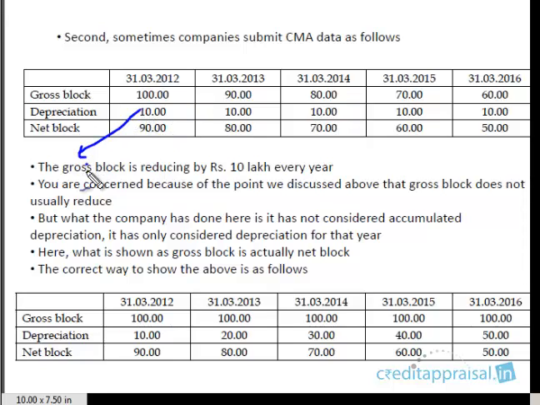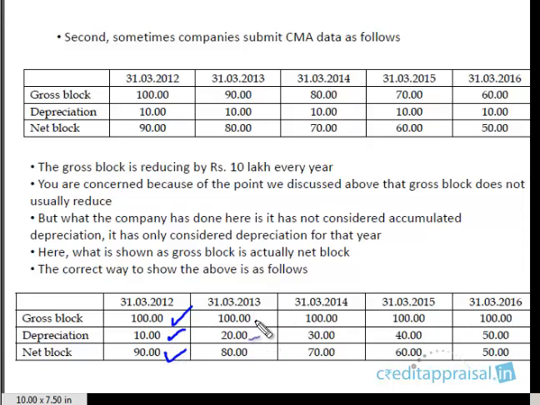This is the P&L value, the depreciation appearing in the P&L. And then there is the net block. The net block will be the same. So actually, the correct calculation should be like this. 100 is the gross block. First year depreciation 10, so it is 90.